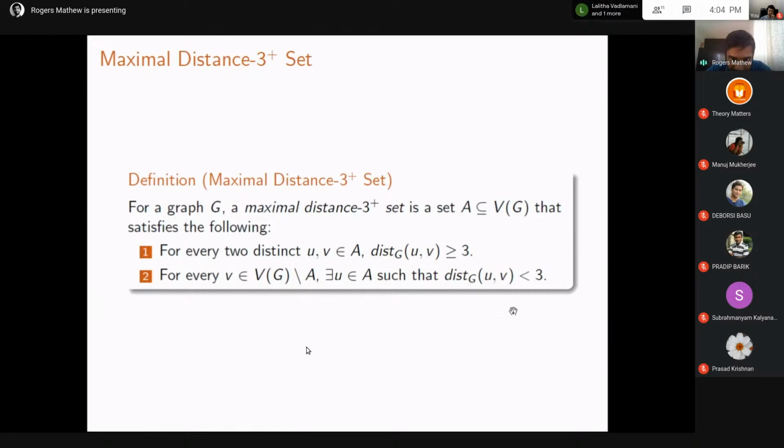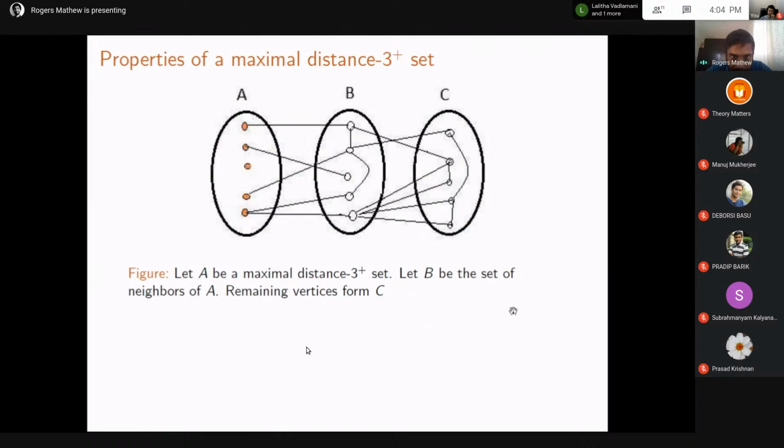Okay, so let's look at a picture here. I think that will make it more clear. Suppose A is this maximal distance 3 plus set, and B is the set of neighbors of A. So B is the set of all those vertices which are neighbors of the vertices of A. And C is the remaining vertices.